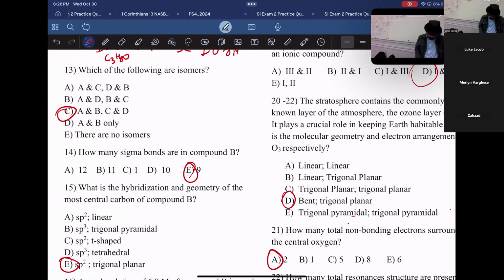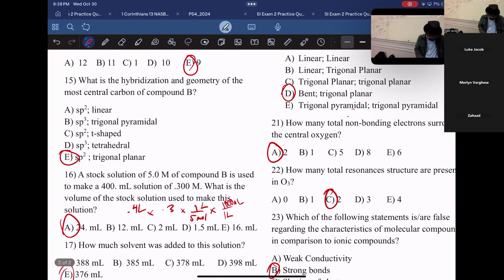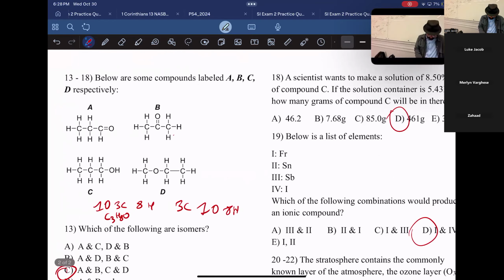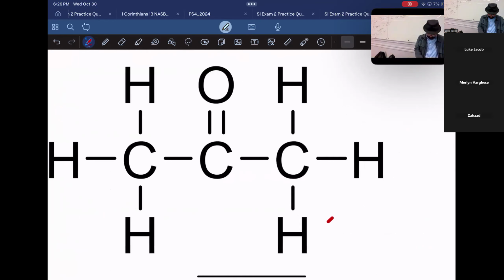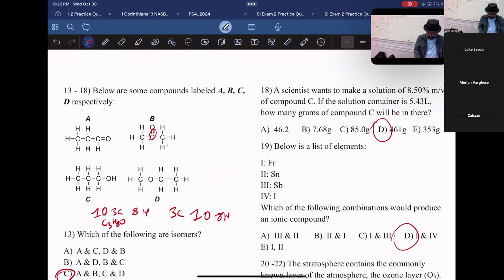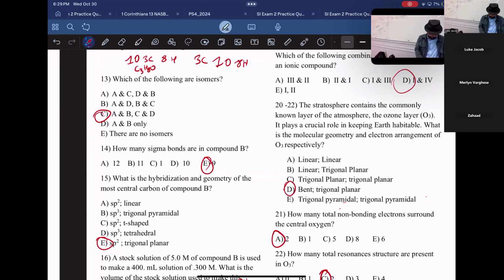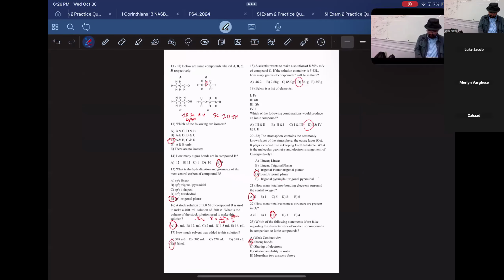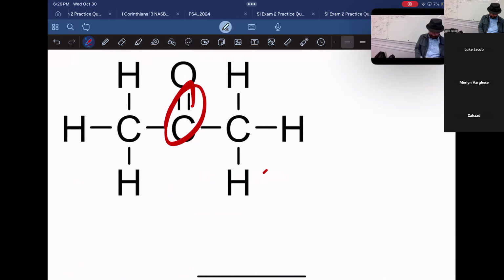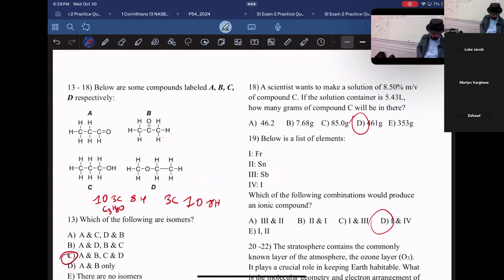What was the hybridization of the most central carbon in compound B? That would be this carbon right here, this middle one. So that would be sp2, trigonal planar. Even though this molecule looks like it's not trigonal planar, it is trigonal planar. It's just drawn that way, technically.